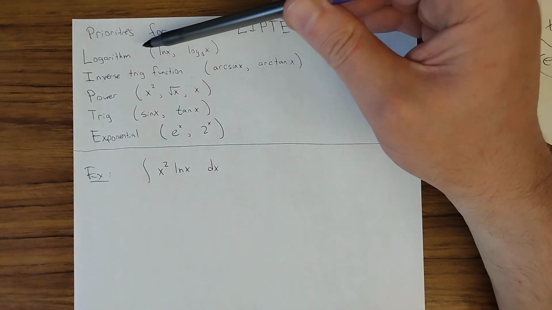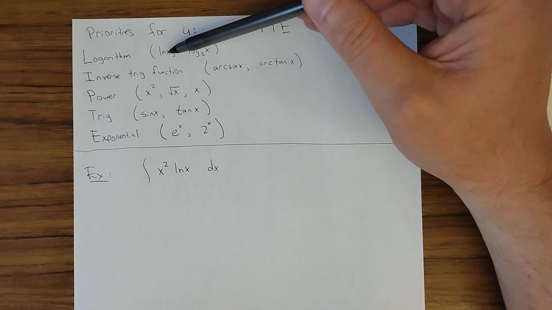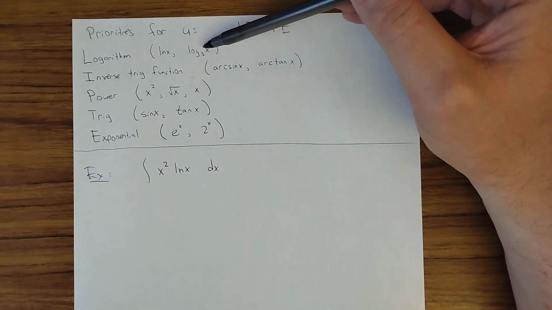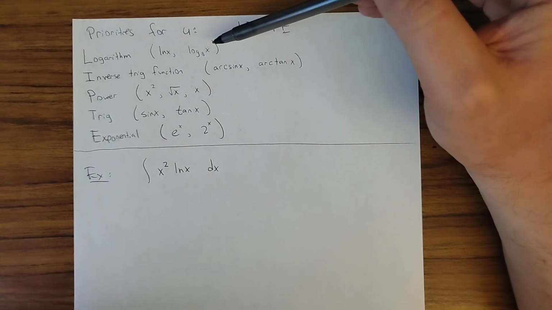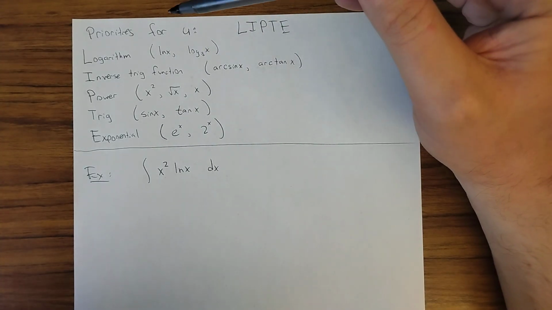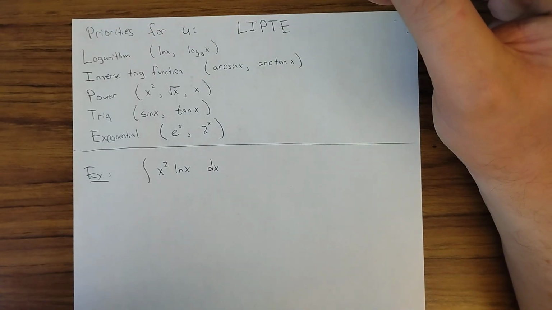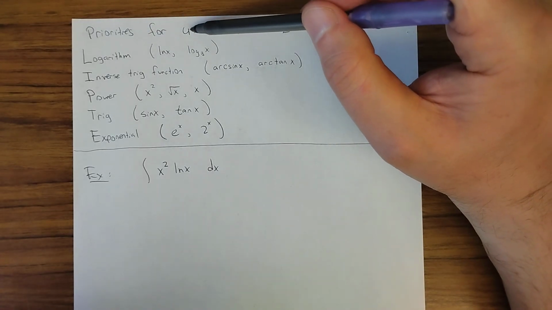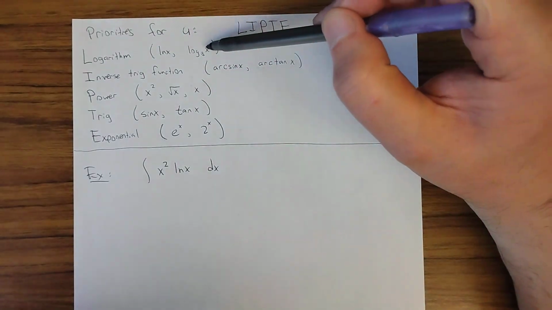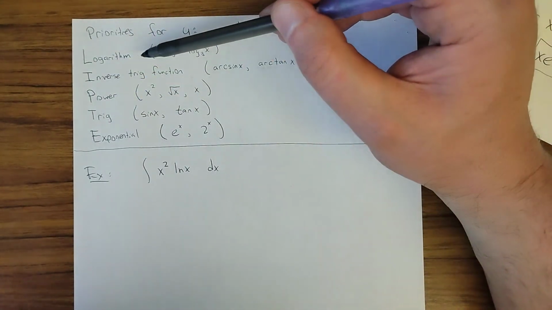If I see that my function involves any logarithms, like ln x, or less commonly log base 3 of x or log base 2 of x or whatever, if I see any of those things, I'm going to make that u. And that's my first priority. If I don't see any logarithms, then I go down the list.